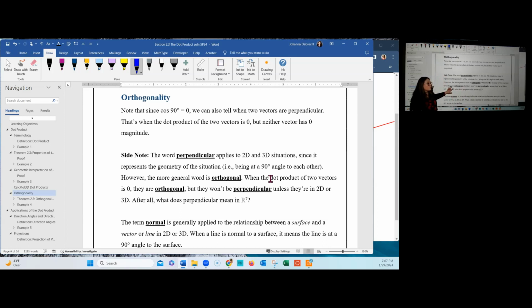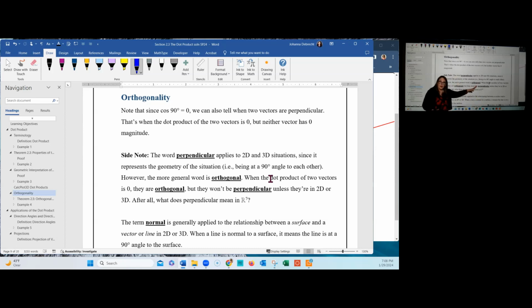So what does orthogonal mean? It just means that the dot product of the two vectors is 0. Now, in terms of perpendicular, this makes sense because the dot product is the magnitude of each vector multiplied by the cosine of the angle. And if they're perpendicular, the angle is pi/2, or 90 degrees. And the cosine of pi/2, or 90 degrees, is 0. And 0 times any magnitudes is going to give us 0.